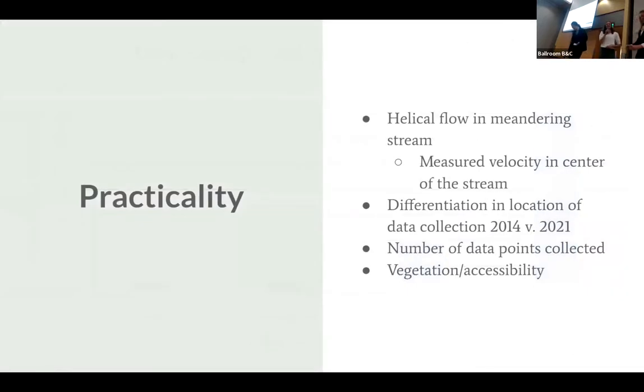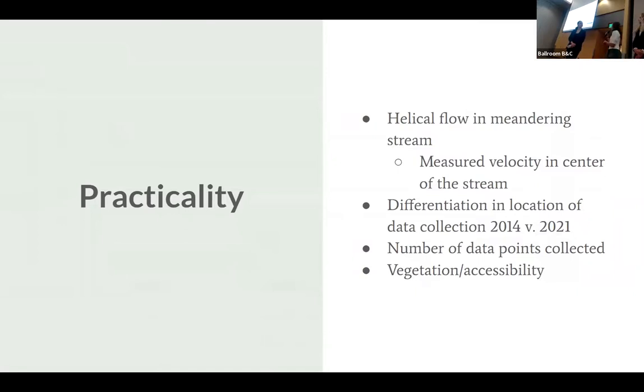Okay, so we just want to talk about what could have skewed our data. According to the theory of helical flow in a meandering stream, the average velocity is not always the highest in the middle of the stream. At every point that we took data, we measured the velocity in the middle of the stream, but that is not always the place along the width that has the highest average velocity. So that could have skewed our data.